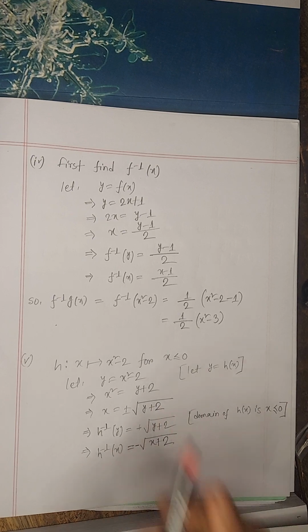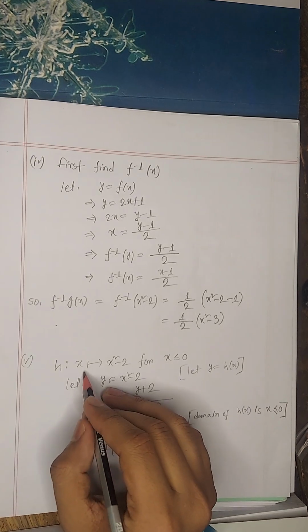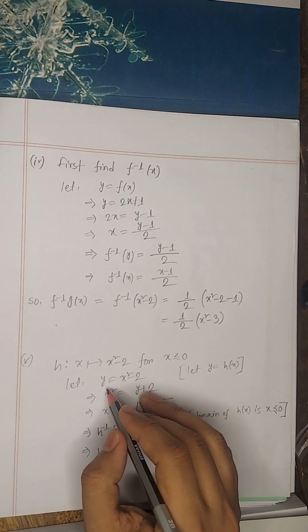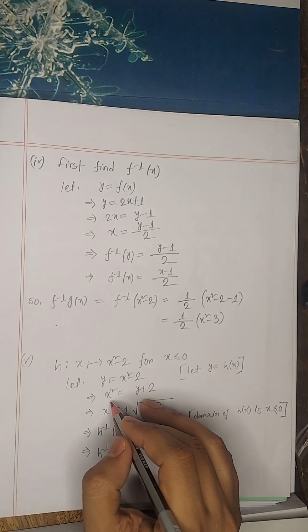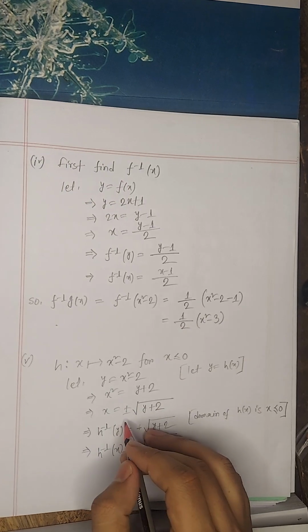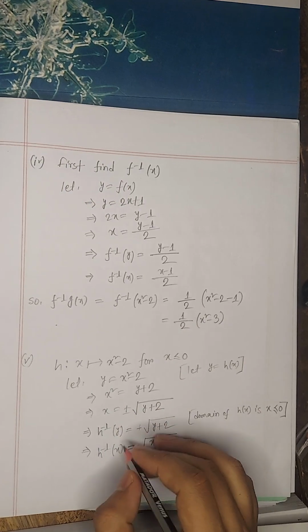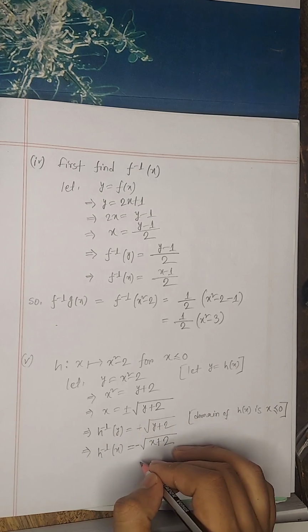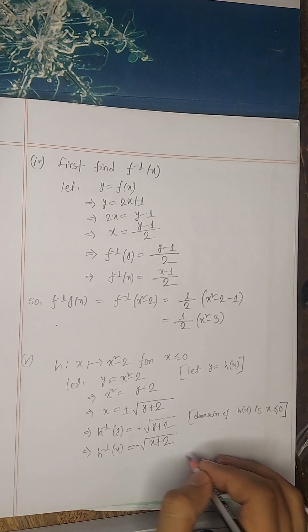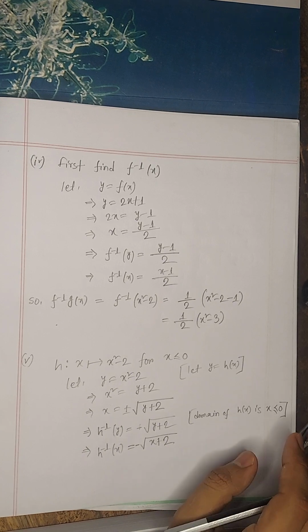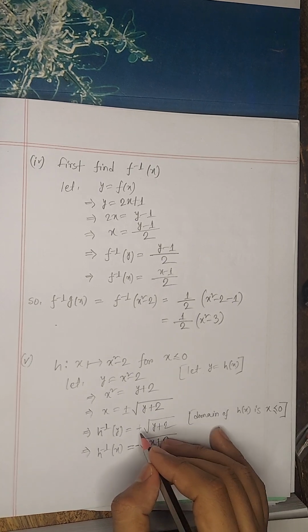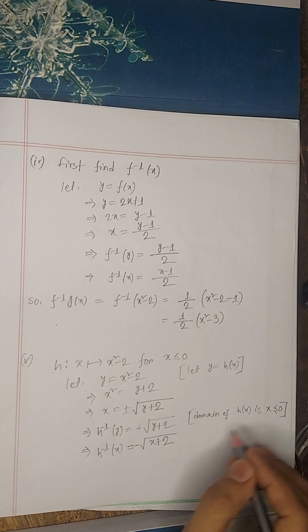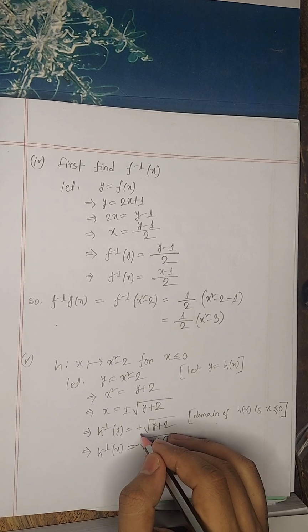Here if we define h such that x maps to x square minus 2 for x less than or equal to 0, we let y equal to x square minus 2, x square becomes y plus 2, x equals plus minus root of y plus 2, the x will be h inverse y, that means h inverse x equals minus root of x plus 2. So this is h inverse x. Here we take the negative value because the domain of h(x) is x less than 0. That's why we take only the negative value here.